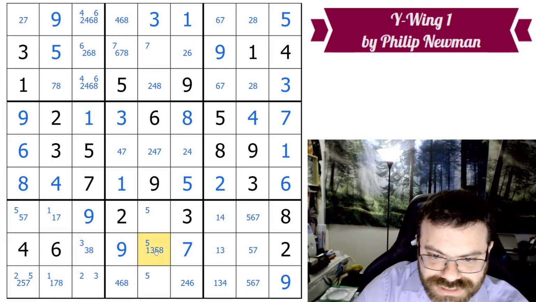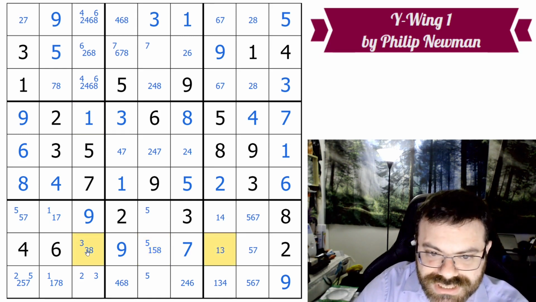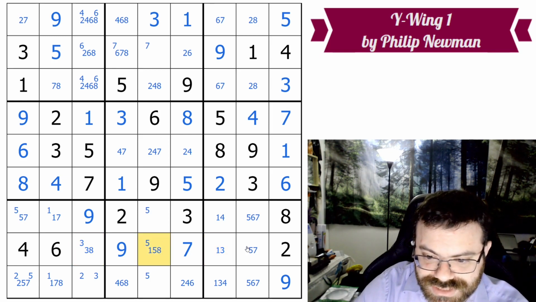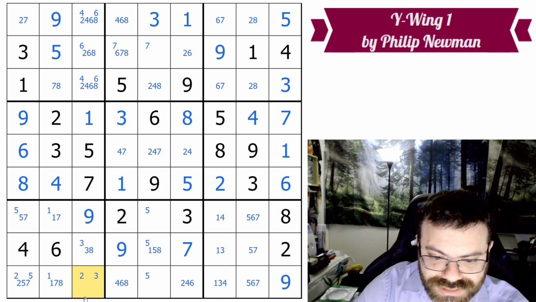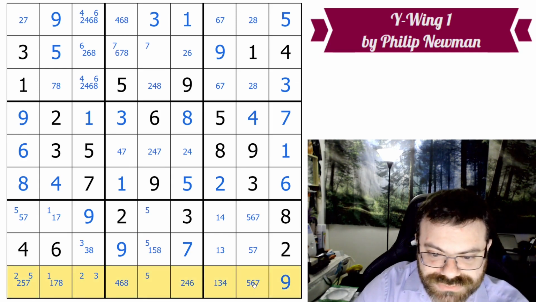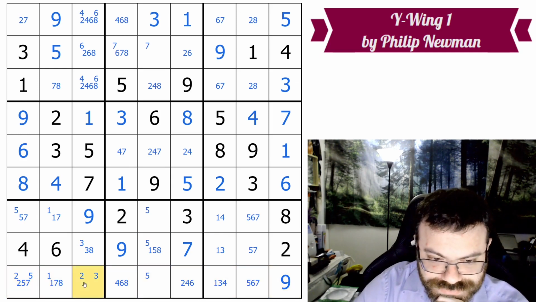So that's a bi-value cell. We can remove a 3 from here. So actually 3 is limited to these two. Not seeing anything useful there. 1, 5, or 8. Not seeing anything. So we ended up with one more bi-value cell. This bottom row is fairly useless.